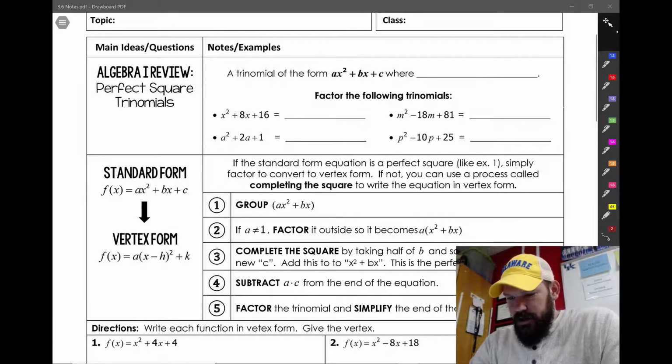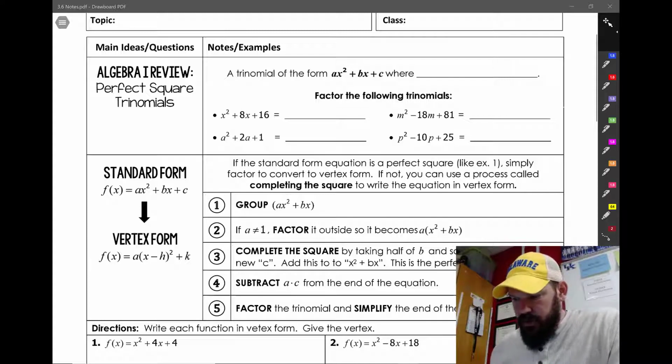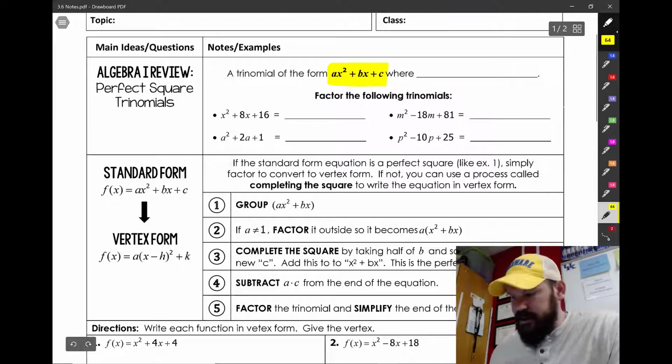Good morning, guys. We are looking at perfect square trinomials today. This kind of piggybacks on to where we looked at the vertex form of quadratics. For a perfect square trinomial, the form is still very similar to what we're used to, because the standard form of any quadratic is given as ax squared plus bx plus c.